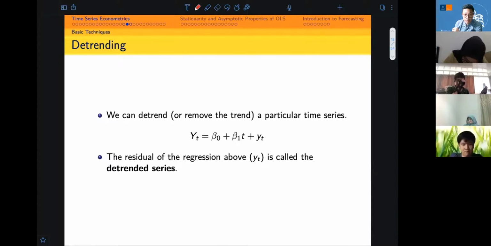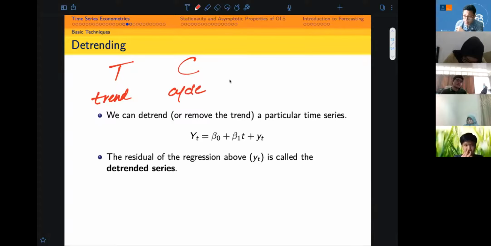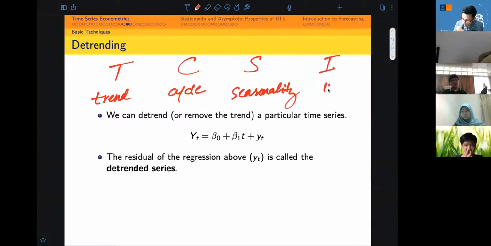Before we do any detrending analysis, I'm going to provide an illustration of the components of time series data. A time series is usually comprised of several components. The first component is the trend, usually written as T. The second component is the cycle. The third component is seasonality, or S. And the fourth component is usually I, the irregular component. So a time series usually has some of these components.